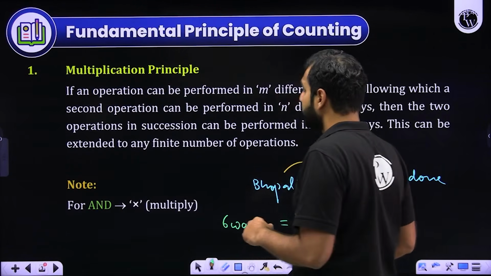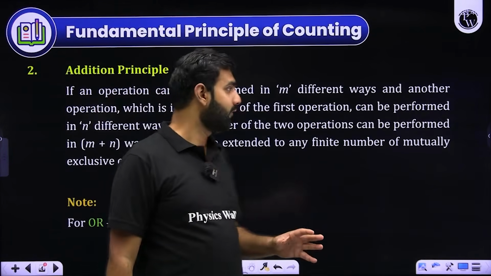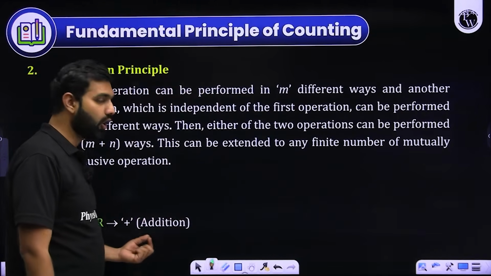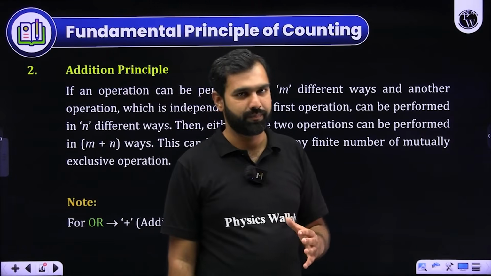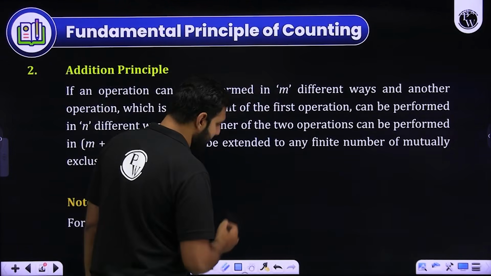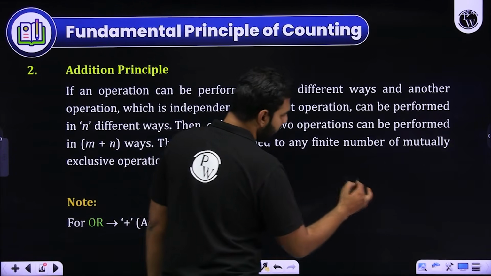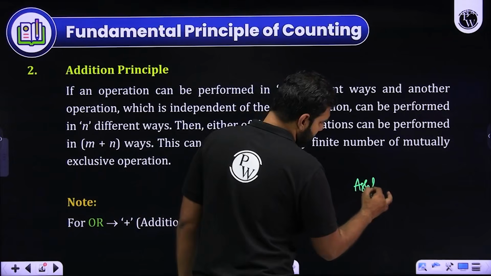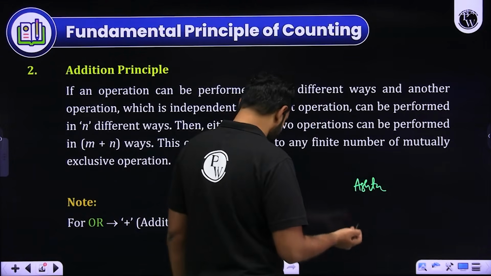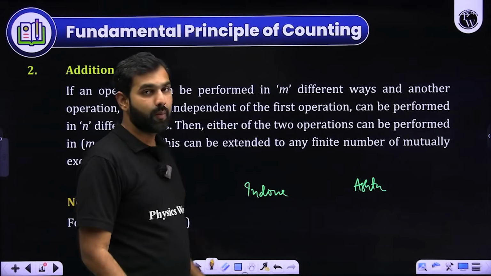Similarly, there is a principle of addition as well. Whenever you see the word or, whenever you use the conjunction or, you replace it by addition. What does it mean? For example, let's take the same example, Indore, and then there is a town Asta, and let's say this is all what we have. So from Indore to Asta, how many choices do I have?